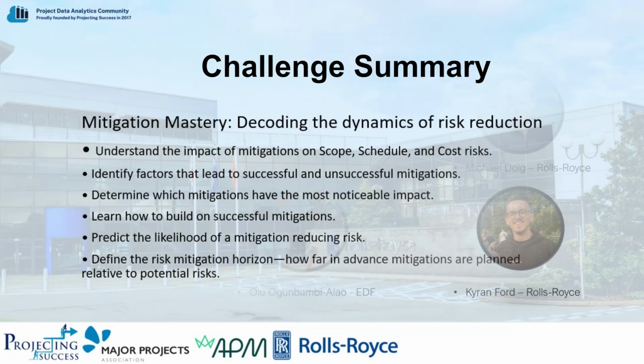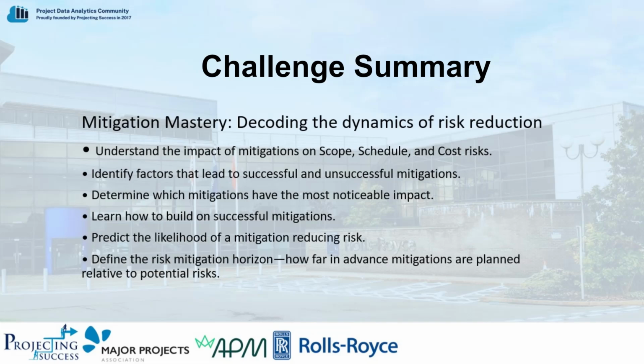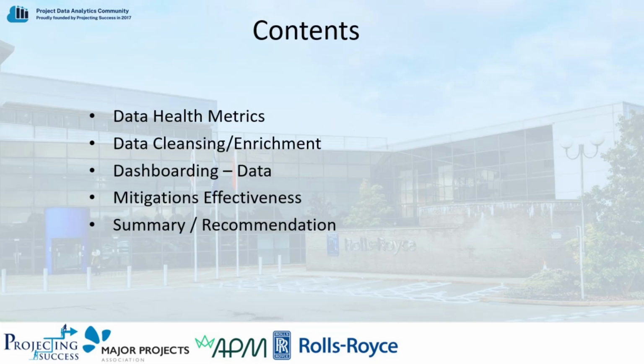The challenge that we're presenting for is Challenge 3, Mitigation Mastery: Decoding the Dynamics of Risk Reduction. The purpose of the challenge is to help risk managers understand and measure the effectiveness of mitigation actions in reducing project risks related to scope, schedule, and cost, and also to learn from both successful and unsuccessful mitigations. Based on the data provided, our team focused on three mitigation metrics: cost, criticality, probability.